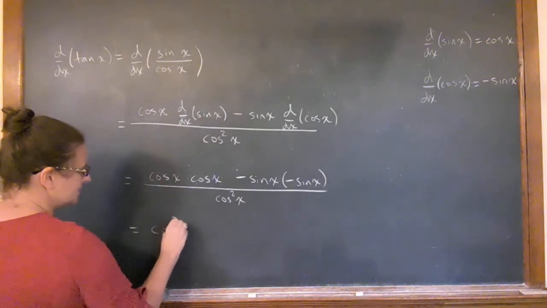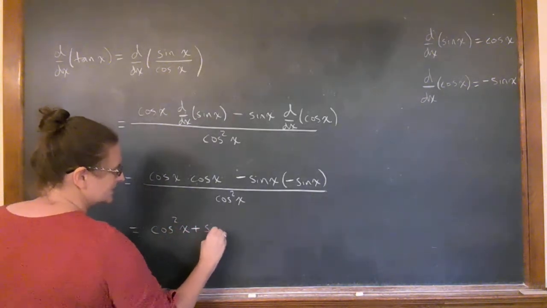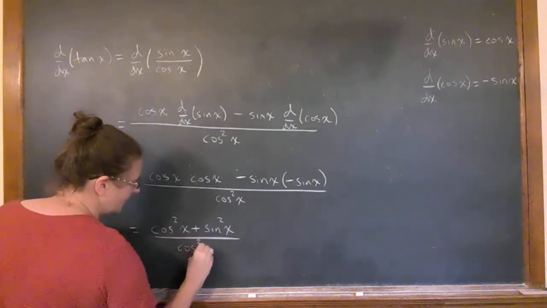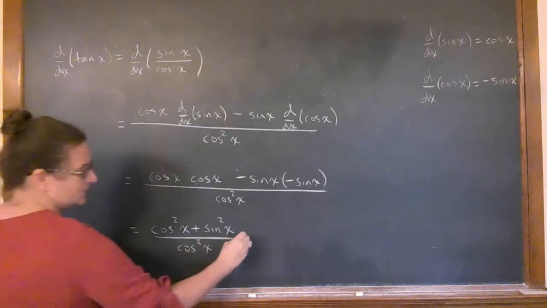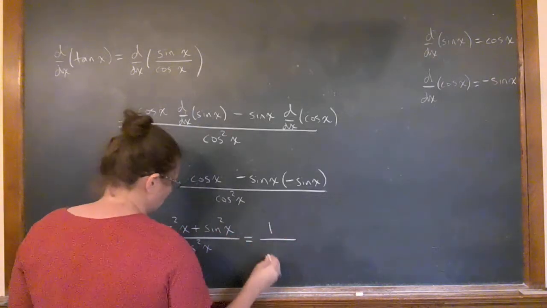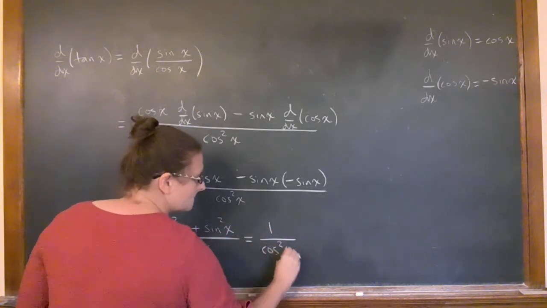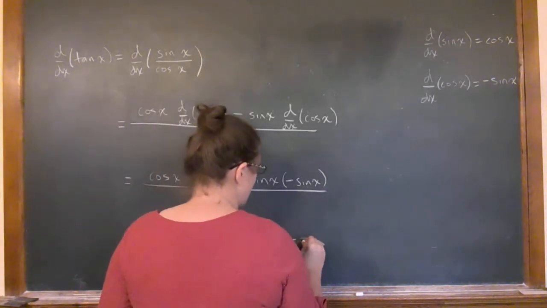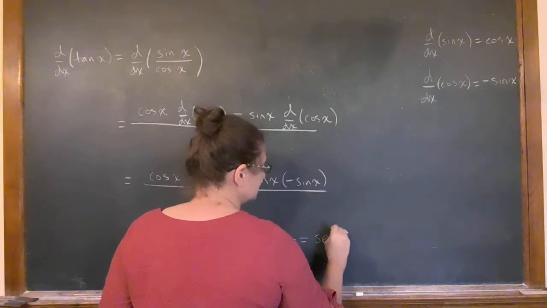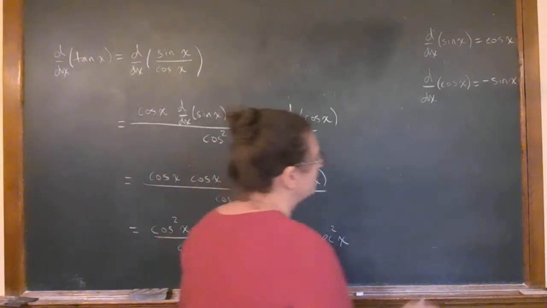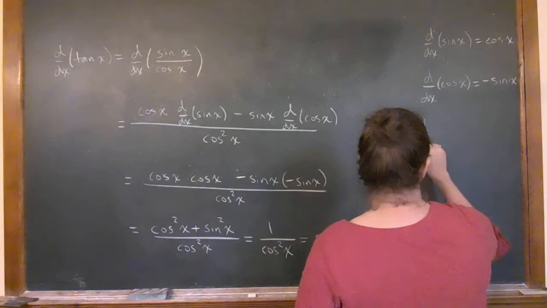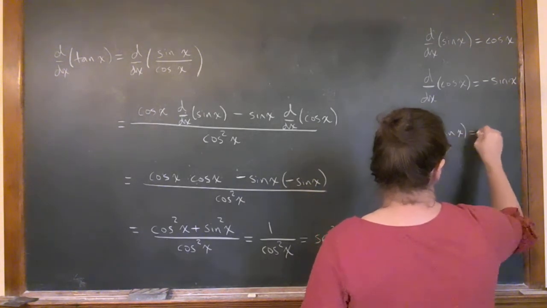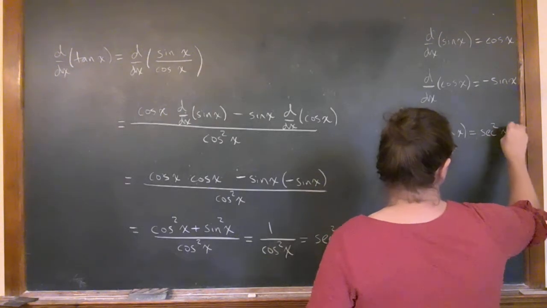But you can see what you have on the top here now. I've got cosine squared x plus sine squared x in the top, and the bottom is just cosine squared. But cosine squared x plus sine squared x, that's the Pythagorean identity. We know that's 1. So that is the derivative. And of course, 1 over cosine is secant, so this becomes secant squared of x. So the derivative of tangent is secant squared of x.